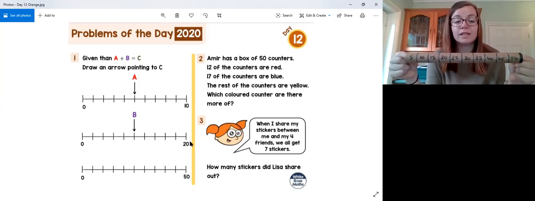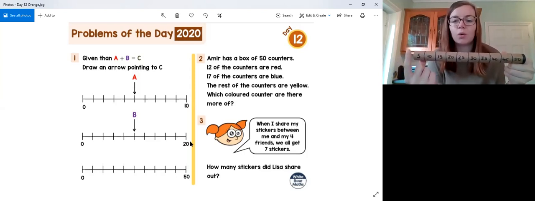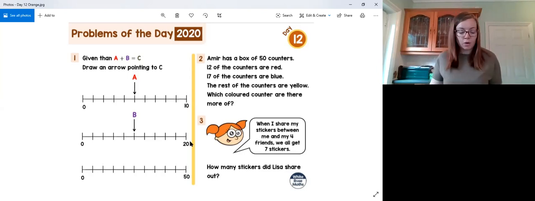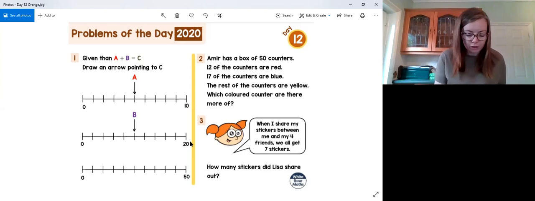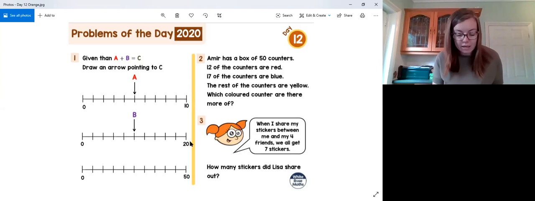Now we know that C is 15, so how many hops do we take when counting in 5s to get to 15? So 1 hop is 5, 2 hops is 10, 3 hops is 15. So on our number line in the question, we know that our arrow C should be pointing to the 3rd hop. So let me just draw my number line out.